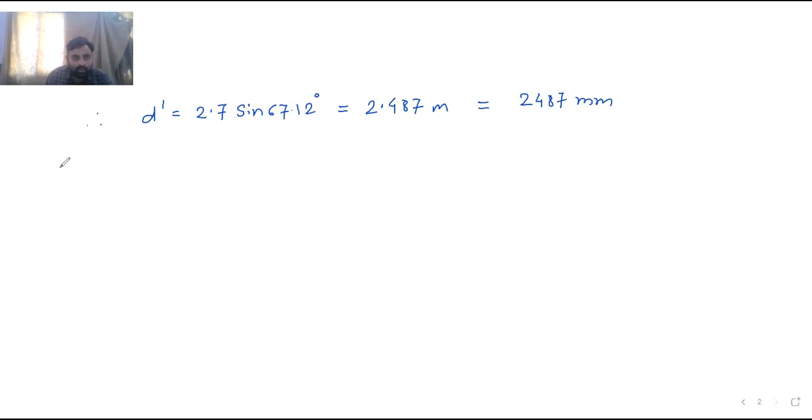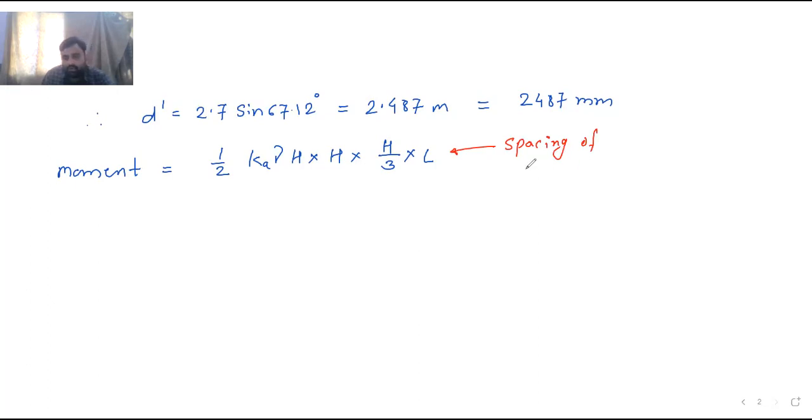Now the maximum moment: how do we calculate the moment? The lateral pressure is half into Ka into gamma into h, h is the height. Its CG will be at a distance of h by 3, into L, where L is the spacing of the counterfort.